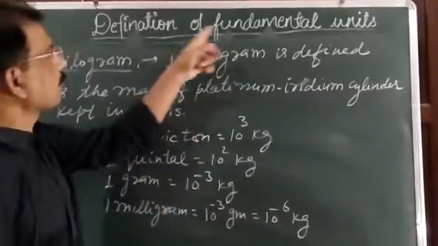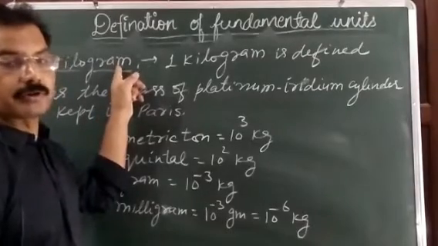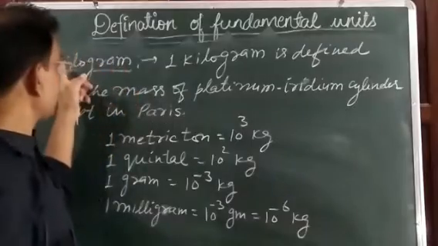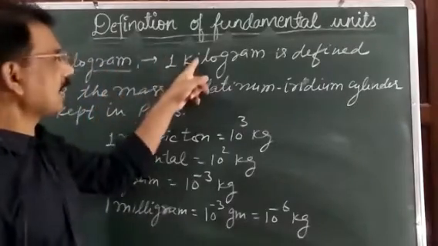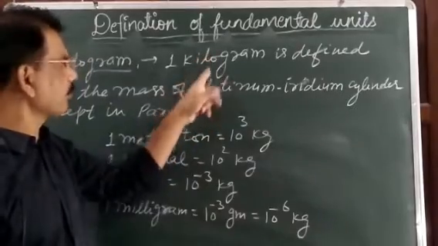The second fundamental unit, which is what here? Kilogram. And kilogram is the unit of which physical quantity? Mass. And how can we define the kilogram? Actually, this one is accepted at international level. So I have given it as it is given in your book.